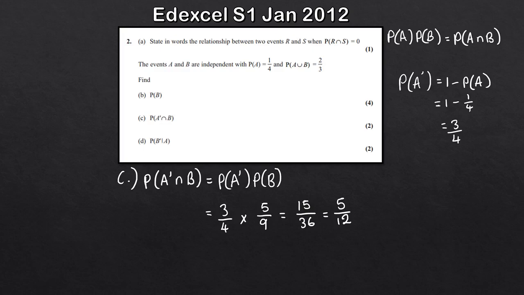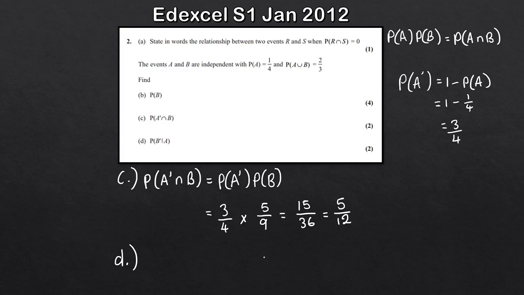So we get 5 over 12 there. Hopefully that one isn't too bad. So that's part C. And then finally part D. Just finish up here with part D. This is now where we have a bit of conditional probability. So we're looking for the probability of B complement given A. So this little line just tells us that A has already occurred. So it's given A.